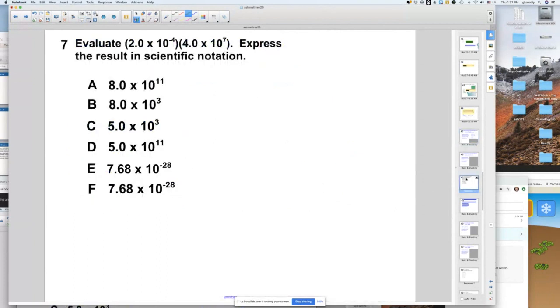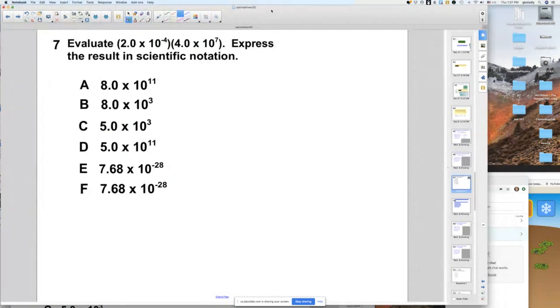All right, let's try a little problem. This one here, let's see if you can try it. Don't forget, you're going to add the powers of 10. One of them is a negative number.